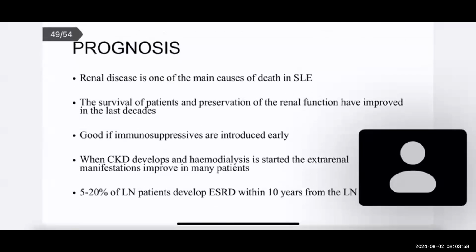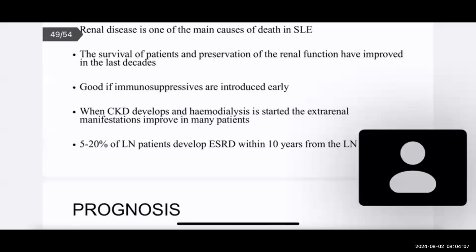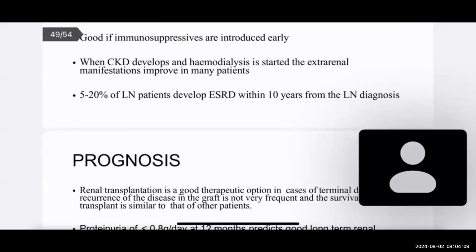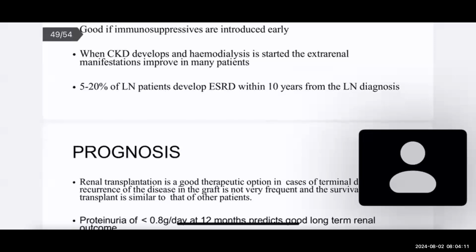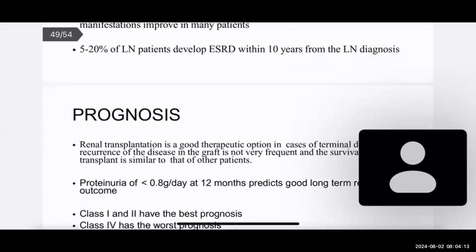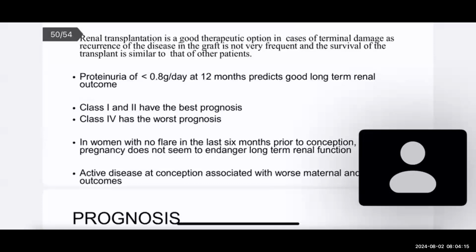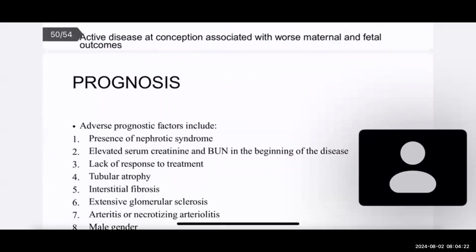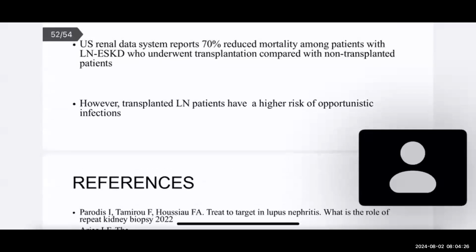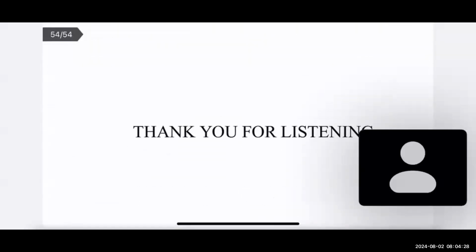In regards to prognosis, renal disease is one of the main causes of death in SLE. The prognosis is really good if the immunosuppressives are introduced early. And then 5 to 20% of lupus nephritis patients develop end-stage renal disease within 10 years from the time we diagnose lupus. Class 1 and 2 have the best prognosis, while class 4 is said to have the worst prognosis. These are other adverse prognostic factors that we can look at. Thank you for listening.